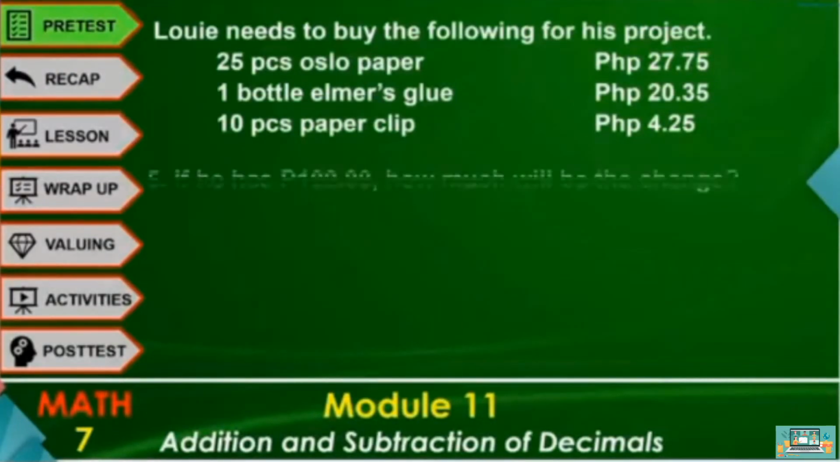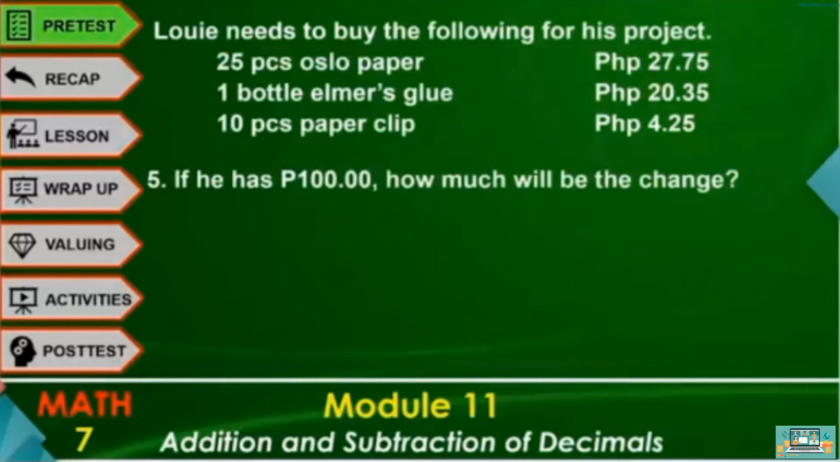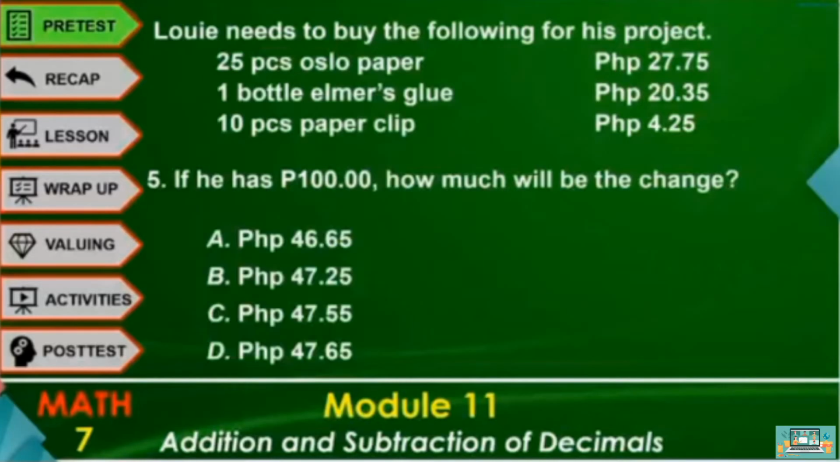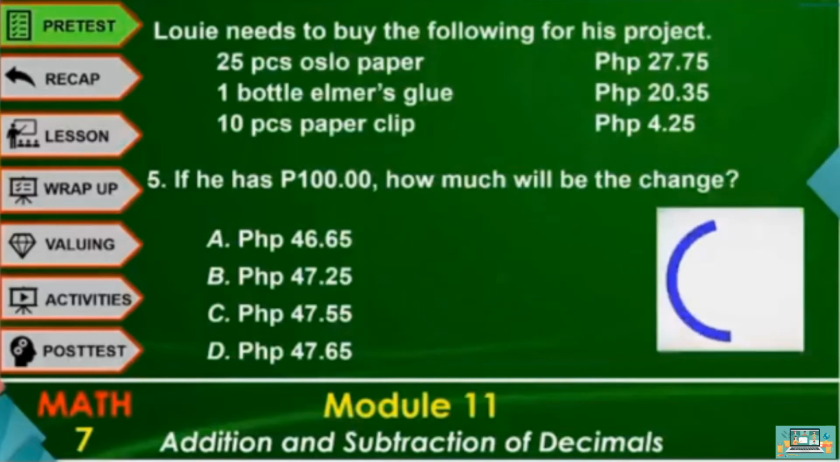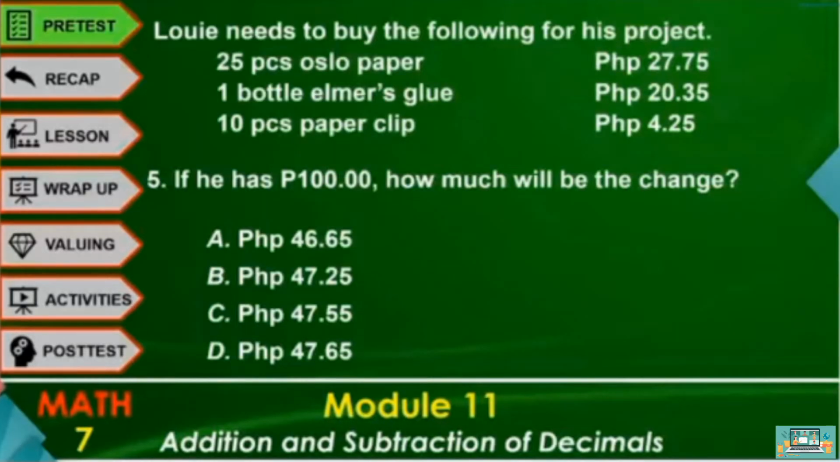Using the same example, if he has 100 pesos, how much will be the change? A. 46 pesos and 65 centavos. B. 47 pesos and 25 centavos. C. 47 pesos and 55 centavos. Or D. 47 pesos and 65 centavos. The correct answer is D. 47 pesos and 65 centavos.